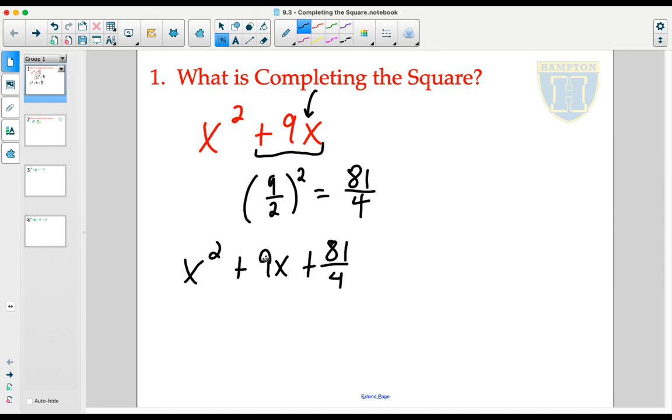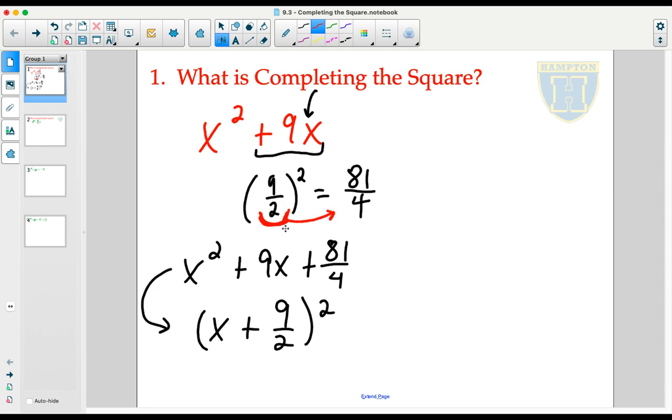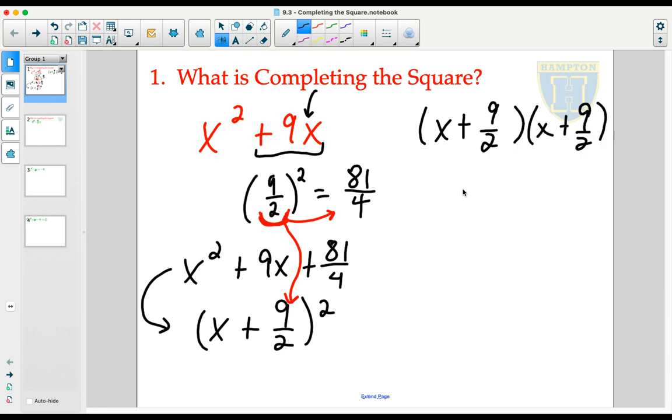If done correctly, we should be able to rewrite this trinomial expression in its factored form. X plus 9 over 2 squared. You should also notice that this term right here, 9 over 2, the division by 2 before you squared it to create the final term, that term right there is also the term that should show up in the factored form at the end. Now, if you want to convince yourself that we did this correctly, it's just a matter of multiplying out that product that we wrote on the very last line.